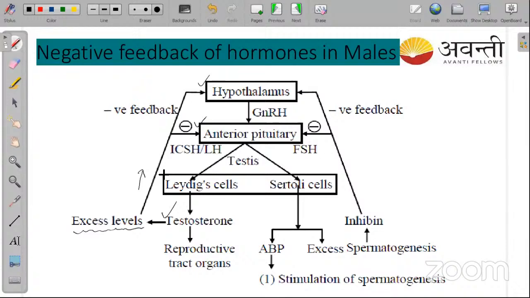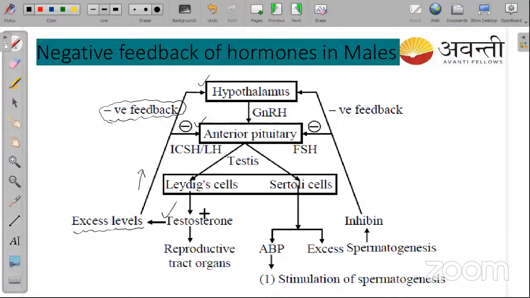Okay, and this message is known as the negative feedback. In this process, what happens is that due to excess testosterone, the anterior pituitary stops releasing its hormones. The anterior pituitary stops its own releasing hormone, as well as the hypothalamus also stops its releasing hormones.